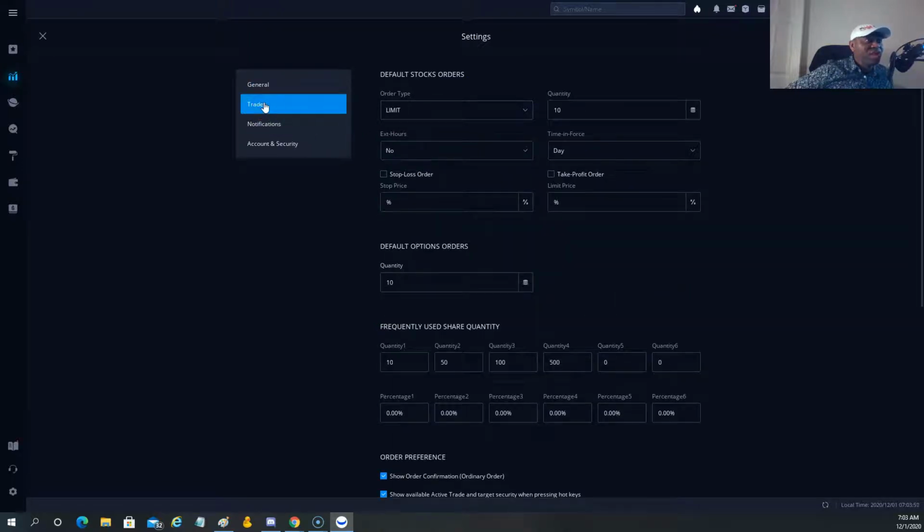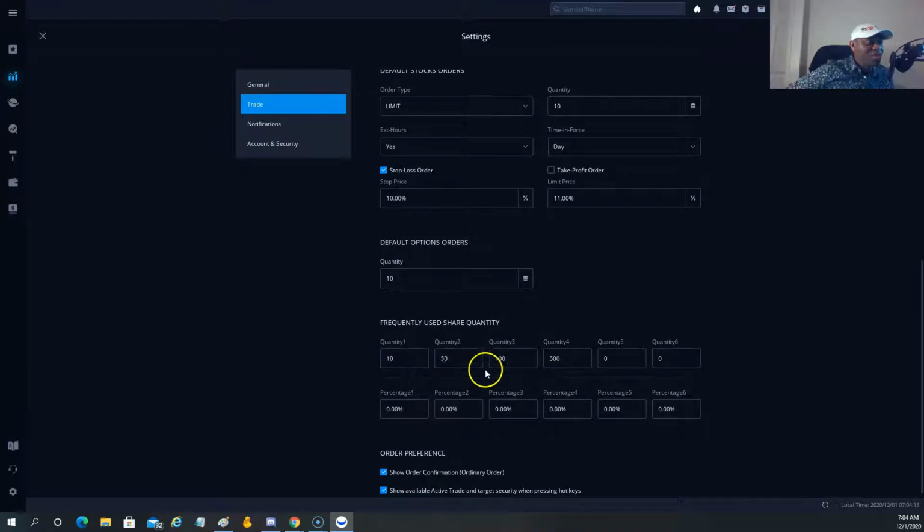In terms of trades, I can come here and set my limit quantity, limit order, and extended hours. There's also the stop loss order, so you can set your stop loss at 10%. Your take profit, okay, this is interesting. What are you taking profit at? These are just your default settings, meaning that's what you're going to have. So you can set this up. Quantity, frequently used shares quantity if you like. Default quantity for option order.